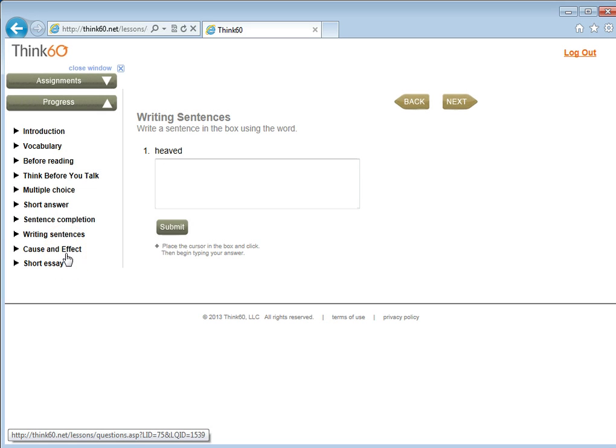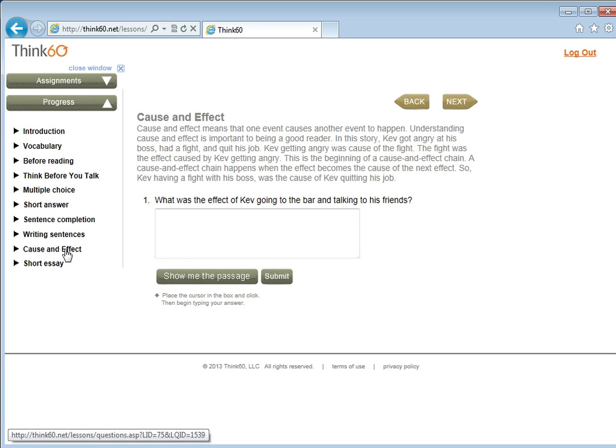The next section presents a reading comprehension skill, and this section is identified by the name of the skill, in this case cause and effect. Here the student is presented with some brief instruction about the skill, along with a series of questions that allow the students to apply that skill based on the passage that they just read.